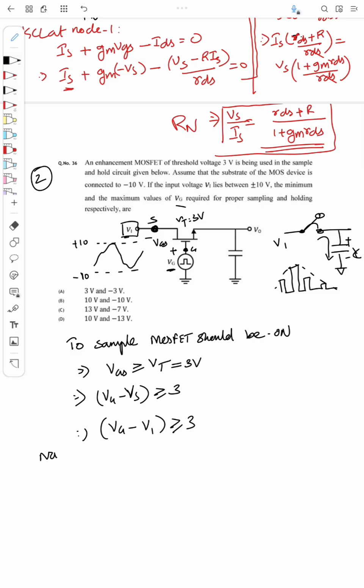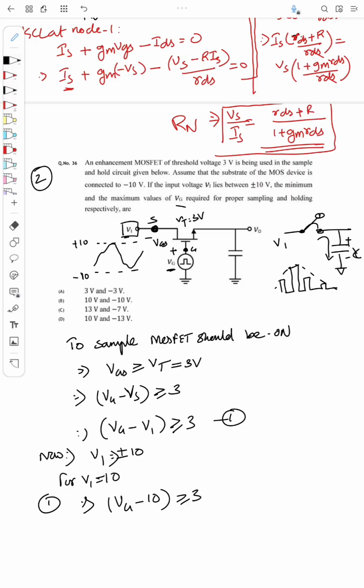Okay, now we have V1 ranging from plus or minus 10, right? So for V1 equal to 10 volt, what should be this equation? Equation 1 will be Vg minus 10, right? V1 is set as 10, so it should be greater than or equal to 3, or Vg should be greater than or equal to 13.